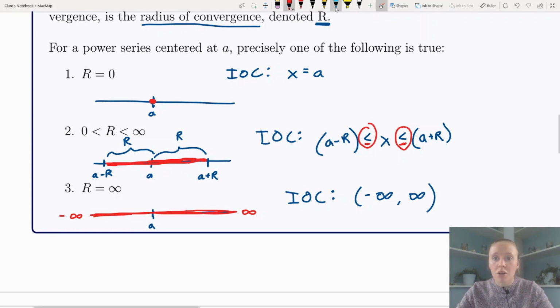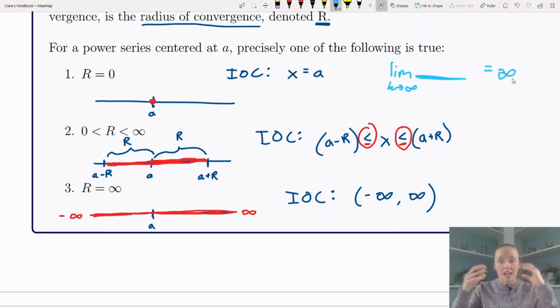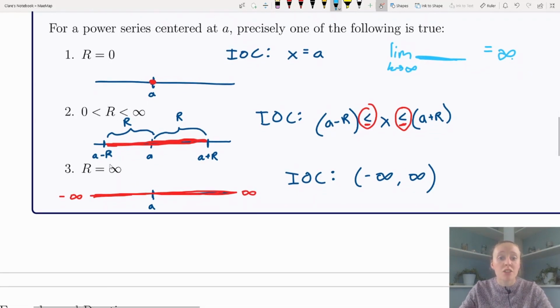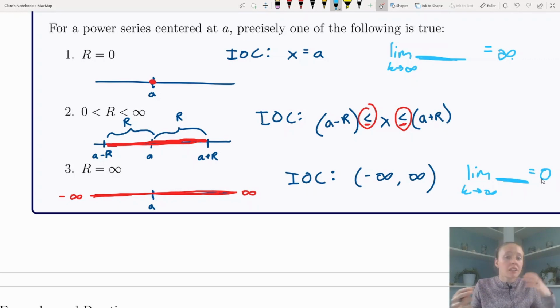And let's make a note, if you remember, this was when our limit as k approached infinity of whatever we had, either doing the root test or the ratio test, equals infinity. Then we're going to converge at a given point. Whereas in number 3, when we got that our radius was infinity, that was when the limit, doing either the root or ratio test, was equal to 0. Because 0 is always less than 1, it doesn't matter what our x values are when we plug them in.